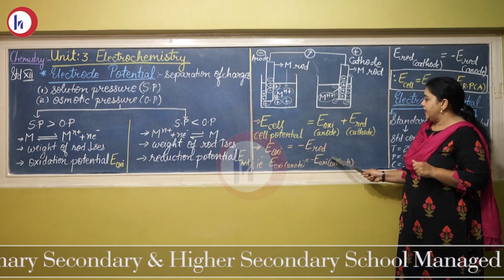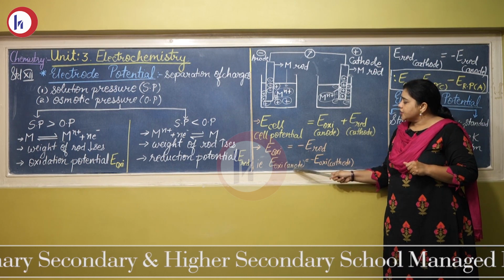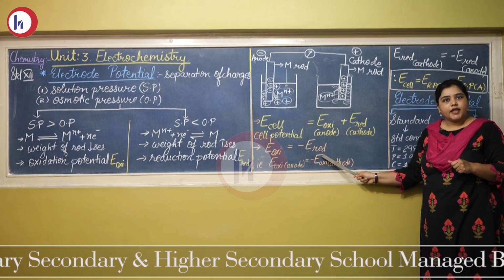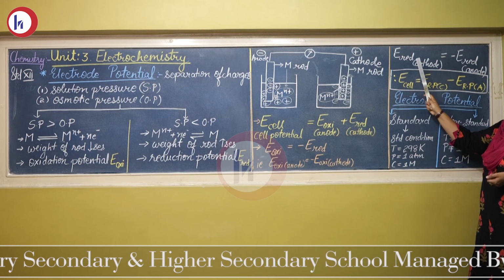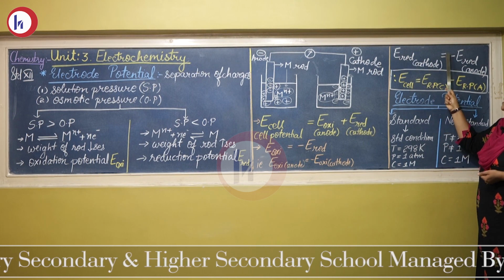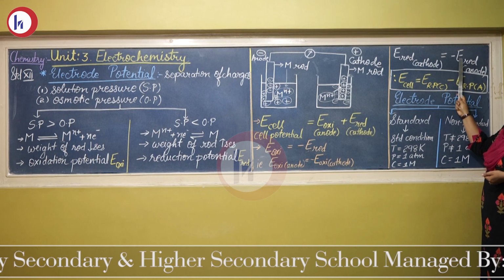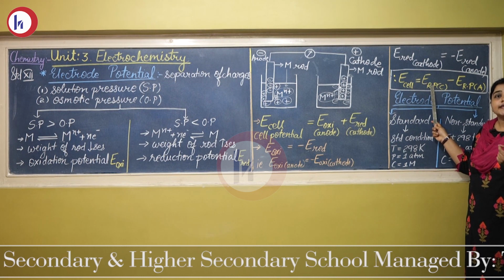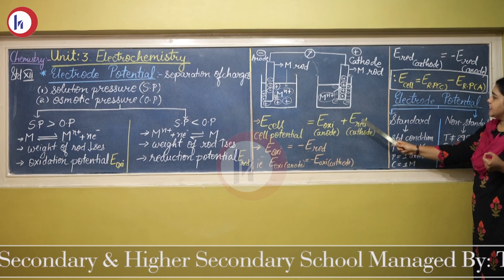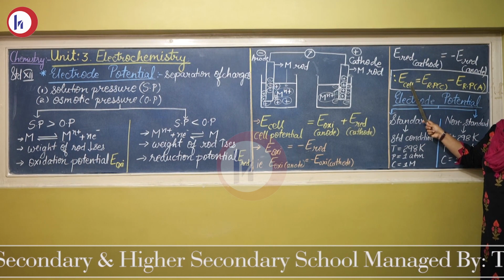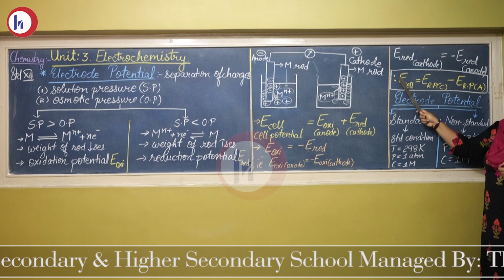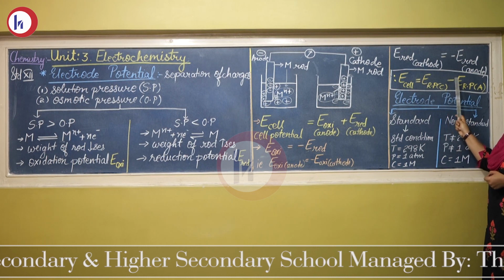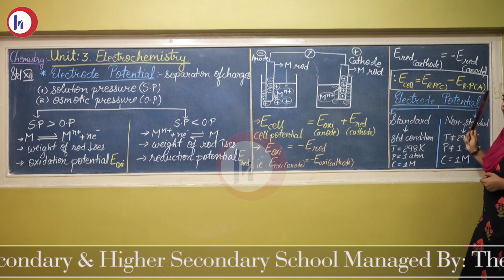Now substituting here, we can say that oxidation potential at anode is equal to the negative value of the oxidation potential of cathode, or simultaneously we can say the reduction potential at cathode is equal to the negative value of the reduction potential of anode, and hence we get the equation to calculate the cell potential. If we substitute this in this equation, we will get the formula to calculate the cell potential. Cell potential is equal to reduction potential at cathode minus reduction potential at anode.